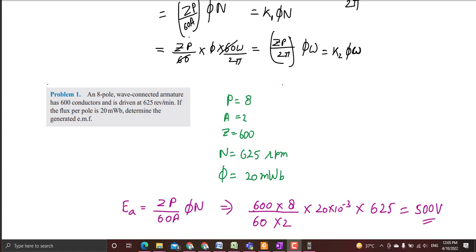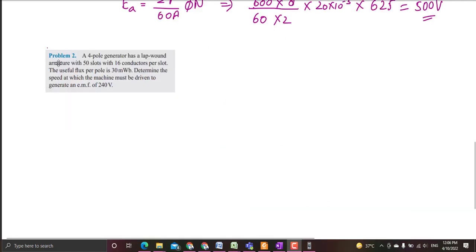Let us do the next question. In problem 2, we have a 4 pole generator and it is lap wound, which means the number of parallel paths is equal to the number of poles, with 50 slots and 16 conductors per slot. So the total number of conductors is 50 into 16. The useful flux per pole is 30 milliweber. Determine the speed at which the machine is to be driven to generate an EMF of 240 volt.